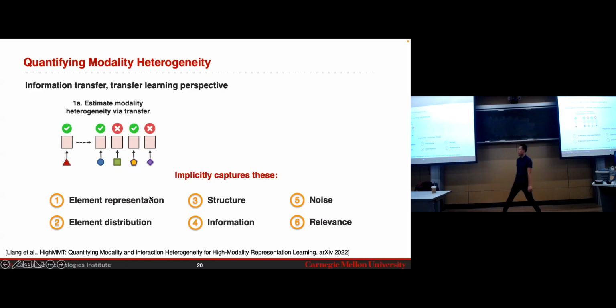All right. So there are no mathematical formulas for this. It's just an implicit way of estimating, because we know that these unimodal networks capture some structure. And we also know that these unimodal networks, for example, capture your element representation and distributions. So therefore, there are still a lot of open questions.